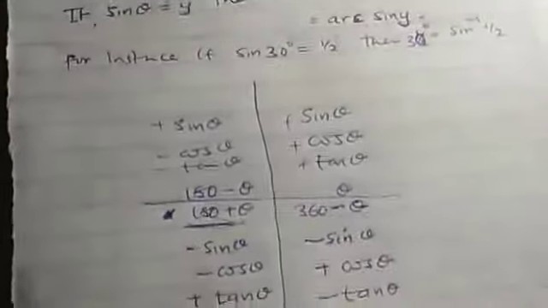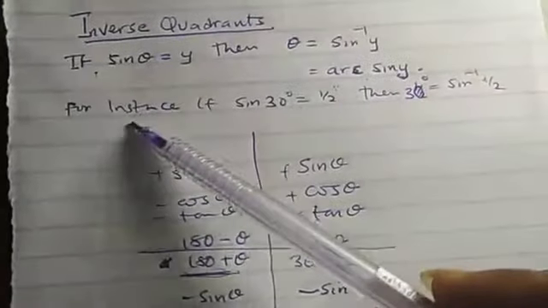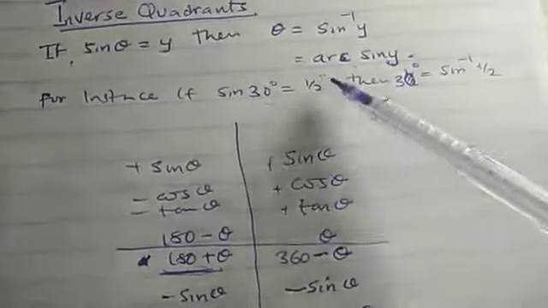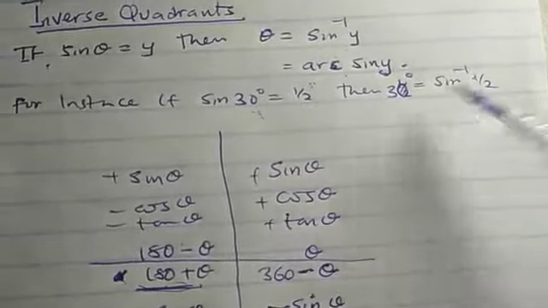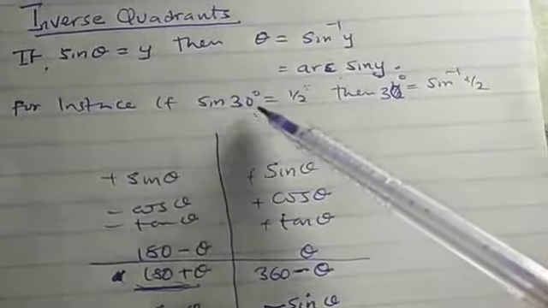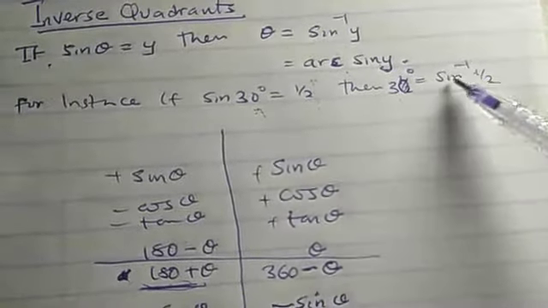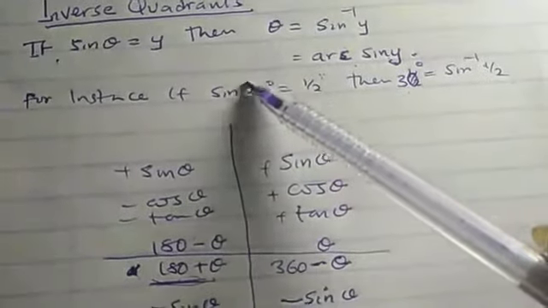And what are we using this inverse quadrant for? For instance, here we said if sine 30 degrees is equal to half, definitely 30 will be equal to arc sine half. What that means is that sine 30 gives me half, so definitely 30 will be the inverse of half. Then it can now be a question. Let's assume that we have theta.